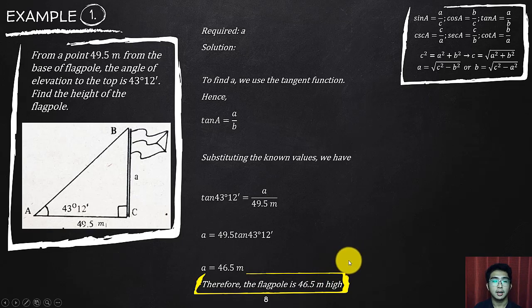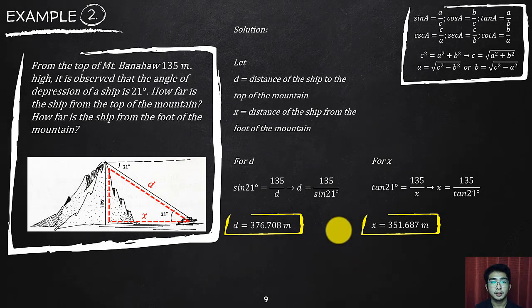So that is it. That is how you solve worded problems for trigonometry using right triangles. However, if you cannot draw or imagine the scenario properly, and if you cannot identify the triangle, you will not be able to solve the problem. Okay? Next, let's have example number 2.